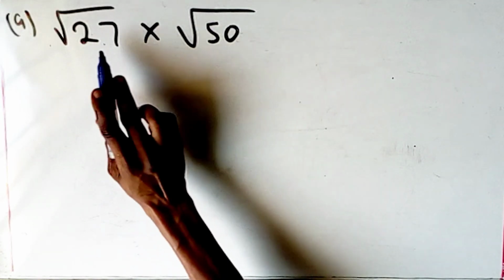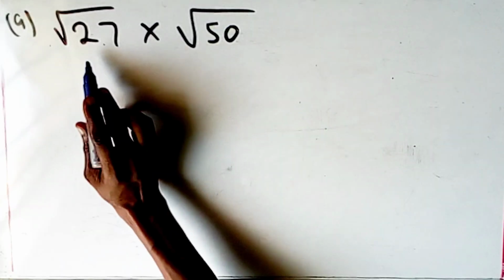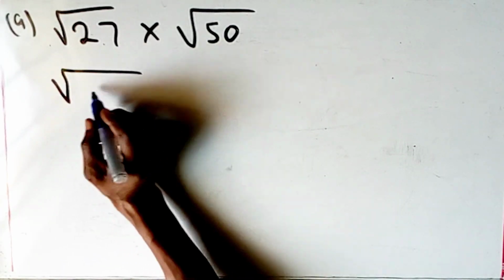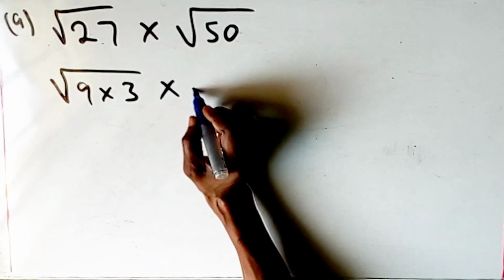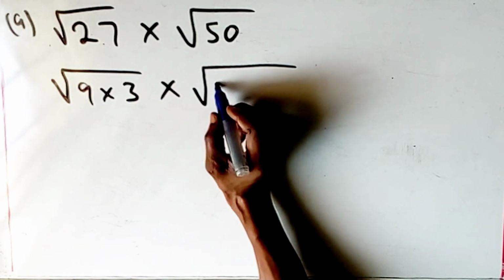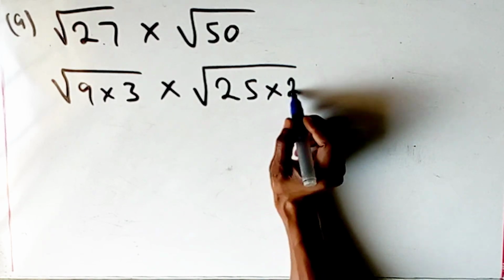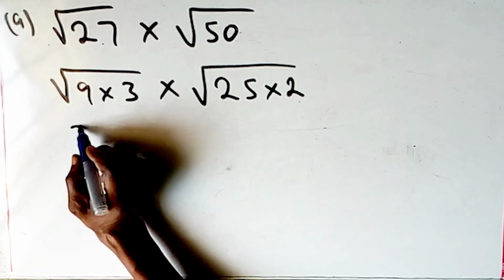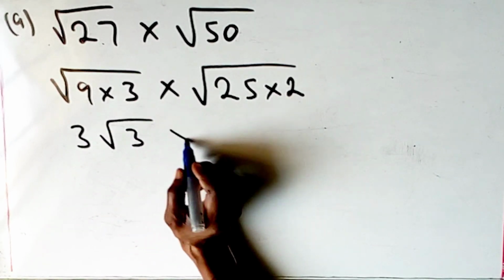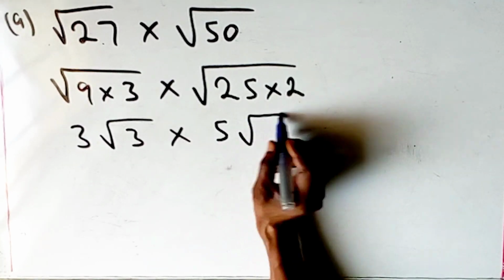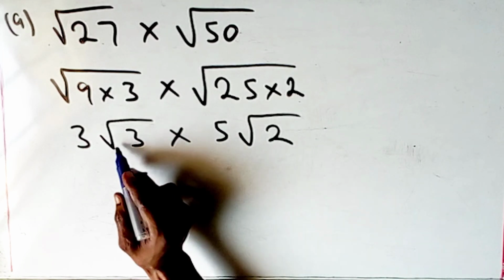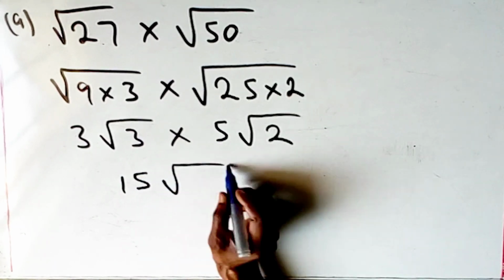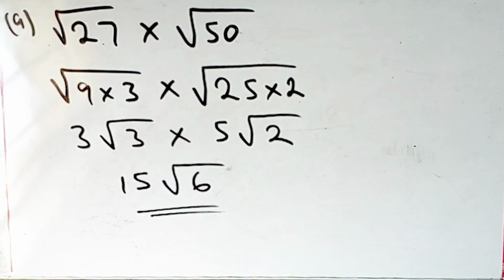Then let's see the first one. So we're going to look for two numbers. When you multiply the two numbers, that will give you 27. We did the same thing to 50. So 25 times 2, that will give you 50. Square root of 9 is 3, root 3. Square root of 25 is 5, root 2. 3 times 5, 15. Then root 3 times root 2, that will give us root 6. That is our final answer.